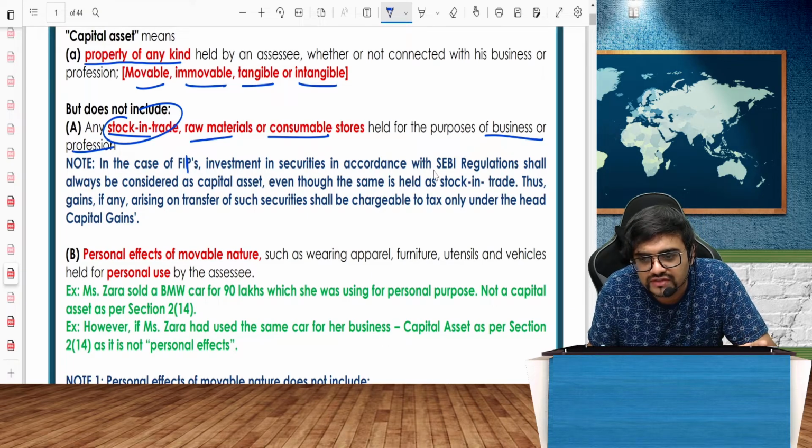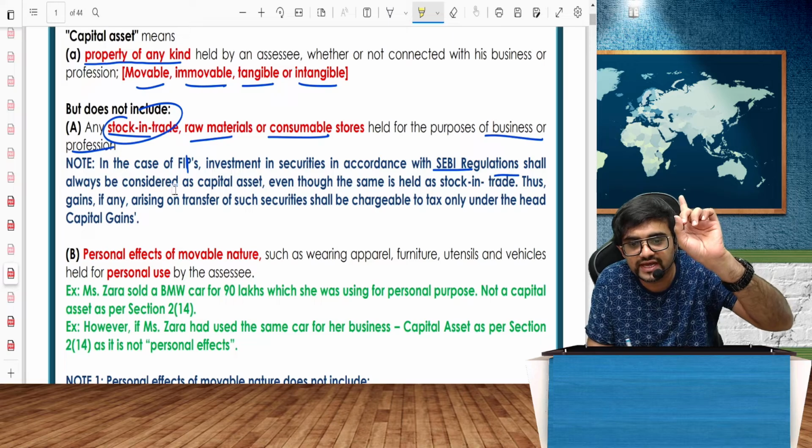Investment in security in accordance with SEBI regulations shall always be considered as capital asset.